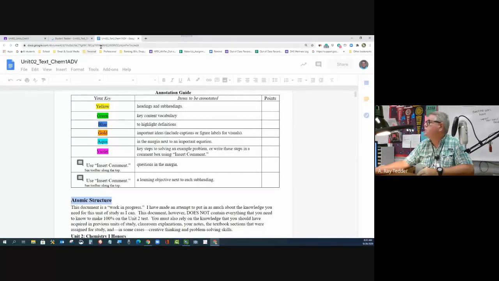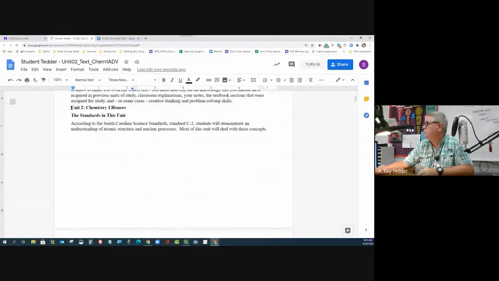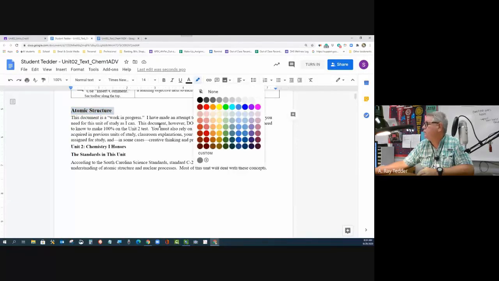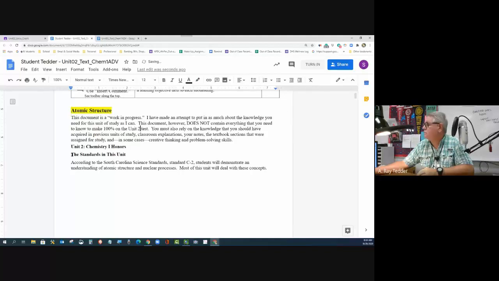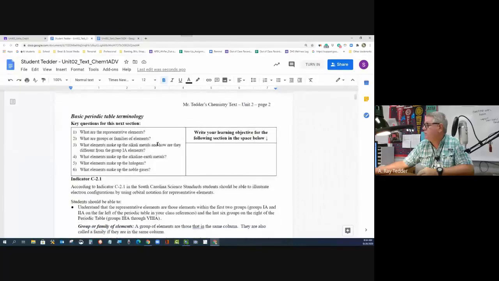Let's see. Whoop. If it'll work with me, here we go. Here we are. Come on. And we're going to highlight that in yellow. Okay, so headings and subheadings, you want to highlight those in yellow. Okay, and then when we get to these section headings, the questions here are the kind of questions that you should be able to answer when you finish studying this unit or this section of the unit.